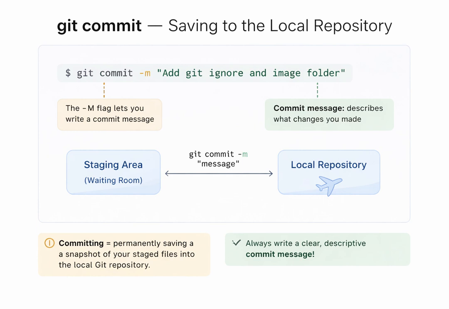Committing is the act of permanently saving a snapshot of your staged files into the local repository, putting them on the airplane, so to speak. The files are now tracked and versioned by Git. Always write meaningful commit messages. Your future self and your teammates will thank you.